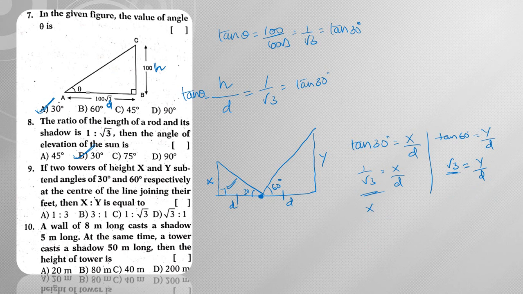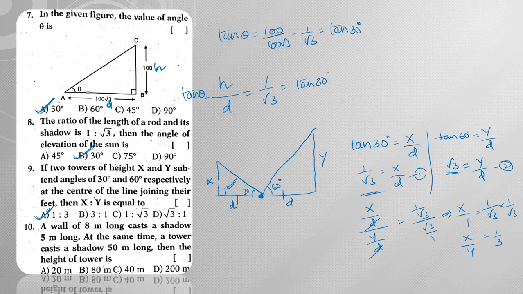Then what am I going to do? Let this be equation number 1 and let this be equation number 2. Simply divide equation 1 and equation 2. So x by d by y by d is equal to 1 by root 3 by root 3 by 1. Now in the denominator, d d gets cancelled. Now this can be written as x by y is equal to 1 by root 3 into root 3 by 1, which can be written as again 1 by root 3 into root 3, so this will become 1 by 3. So x by y is equal to 1 by 3. That is nothing but 1:3.